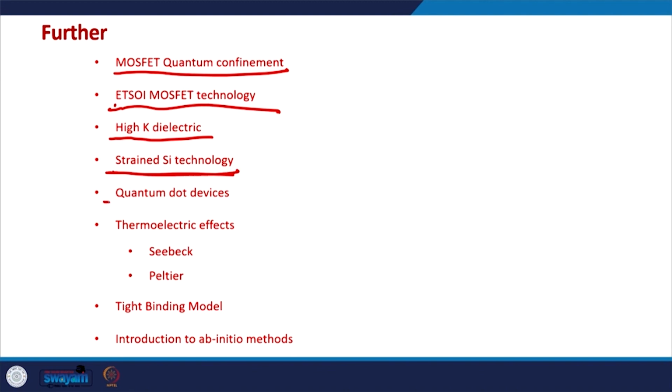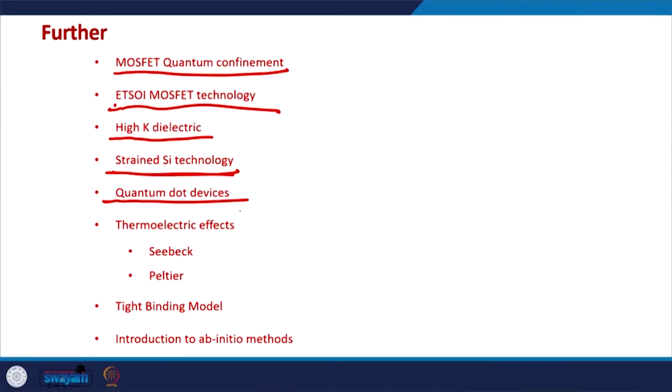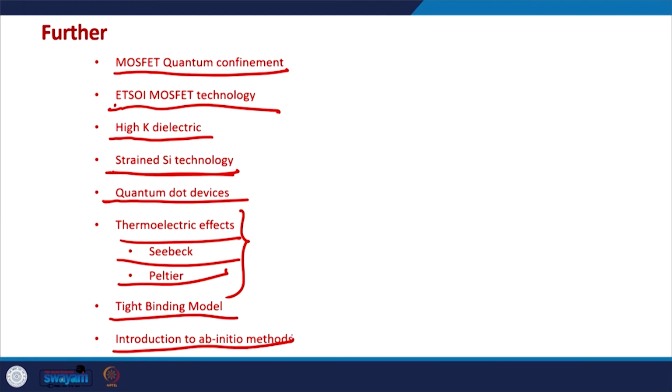Then we will go beyond MOSFET technologies. We will see how quantum dot devices work, some basic ideas on them, and finally we will also briefly study the thermoelectric effects in solid state devices. This essentially consists of studying the Seebeck effect and the Peltier effect, and finally, very briefly, we will also try to study the tight binding model and an introduction to the ab initio methods in solid state devices. So, this is essentially the entire overview of this course.